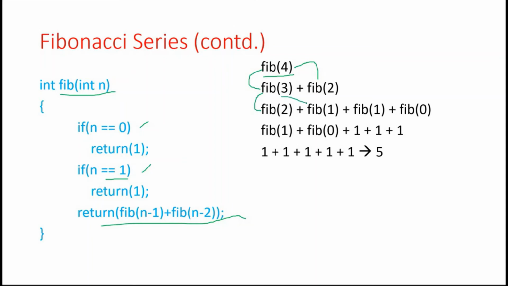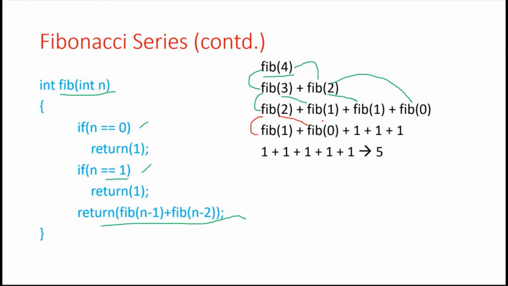Now Fibonacci 3 will be further divided into two parts, Fibonacci 2 and n minus 2, meaning 3 minus 2, that is 1, Fibonacci 1. And Fibonacci 2 will be divided into two parts, Fibonacci 2 minus 1 and 2 minus 2, that is Fibonacci 0. Now we have divided Fibonacci 2 into two parts, Fibonacci 1 and Fibonacci 0.